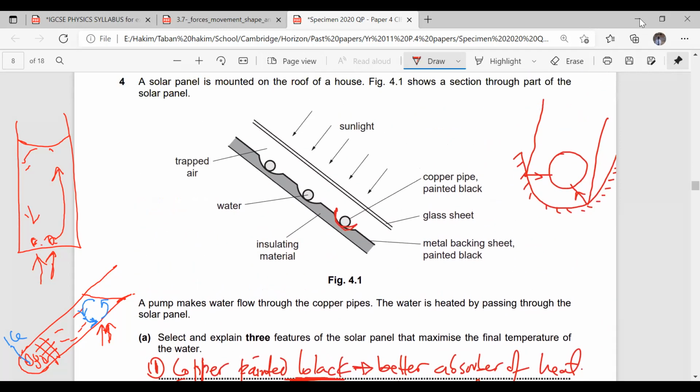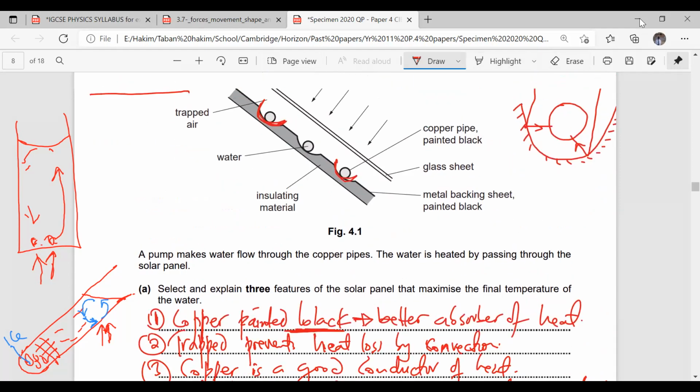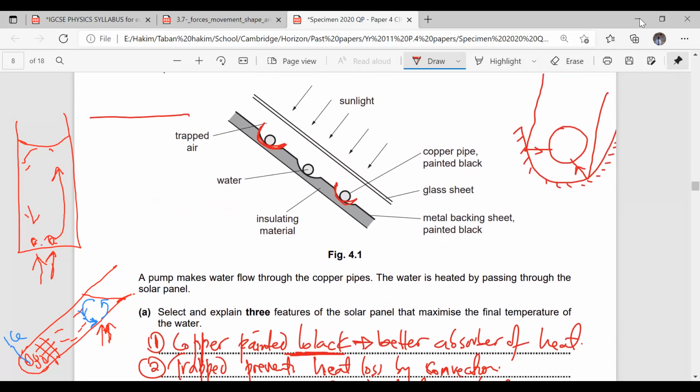No, I'm not talking about the surface being black. I'm talking about the surface being concave, like this. Yes, so there's some bit of reflection of the heat because of that. But the major one is, of course, black being a good absorber of heat.